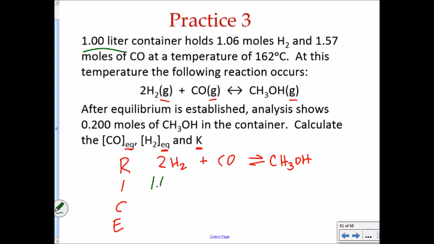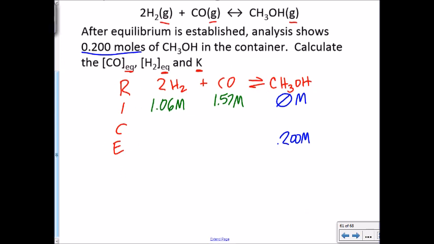Hydrogen ends up being 1.06 M, and the carbon monoxide ends up being 1.57 M. So we assume, what about our methanol? It starts out at 0. But we do know something about methanol. Methanol ends up being 0.200 moles at equilibrium, and that's out of 1 liter again, so this one is there. So we know that to begin with. Those are our initial amounts. Now we can insert our changes and go from there.